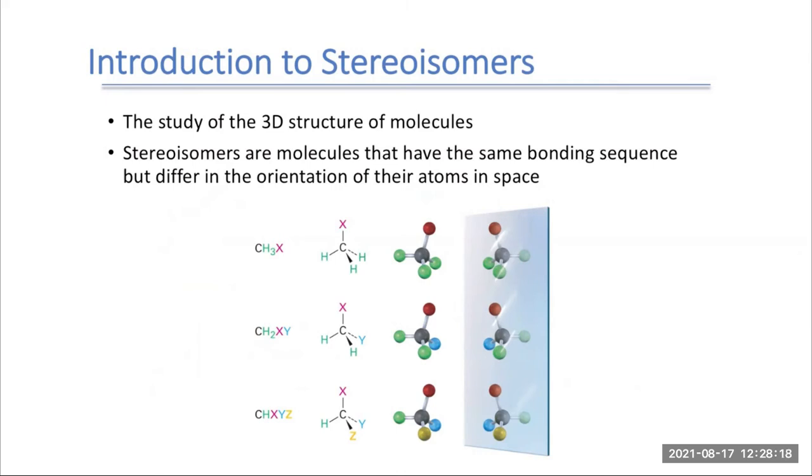So far, we've really just looked at the cis and trans. Now we're going to start looking at the three-dimensional shape. And with stereochemistry, what that is, it's the study of the three-dimensional structure of molecules. So our stereoisomers are molecules that have the same bonding sequence, so they're connected the same. The atoms are connected to the same types of atoms, but it's a different orientation in their space.